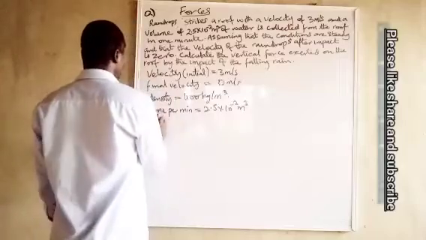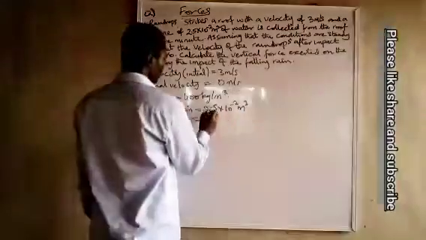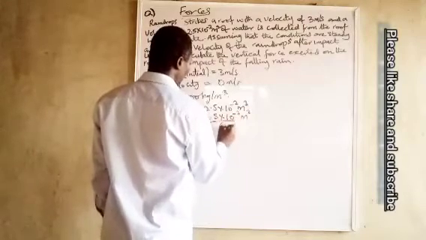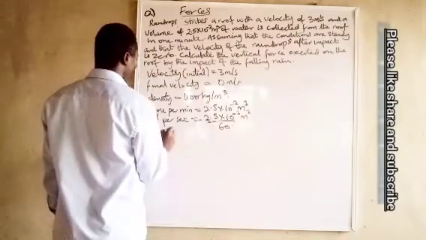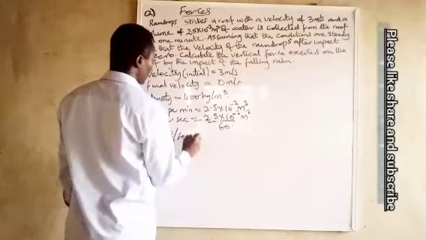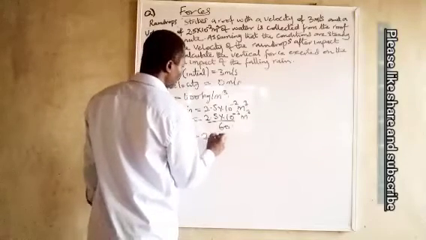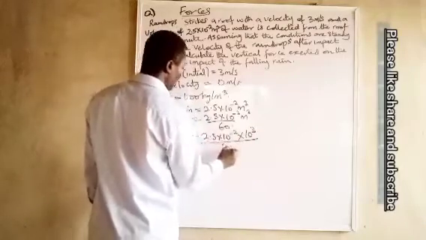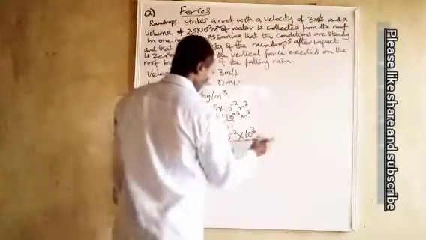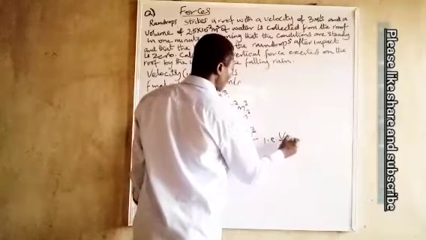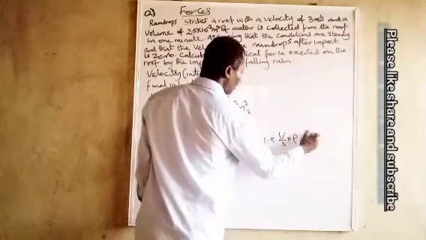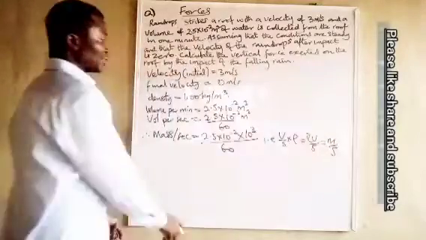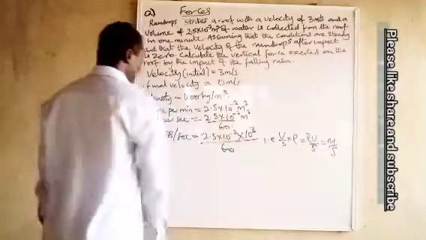So volume per second is equal to 2.5 times 10 raised to the power minus 2 meter cube over 60. Therefore, mass per second is equal to 2.5 times 10 raised to the power minus 2 times 10 raised to the power 3 over 60. That is volume per second times rho, because density times volume is equal to mass. That's what I tried to show there.